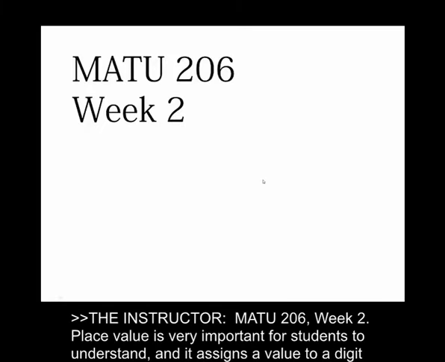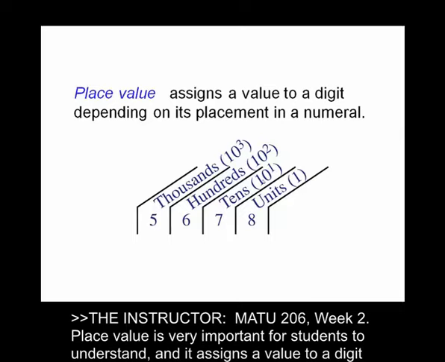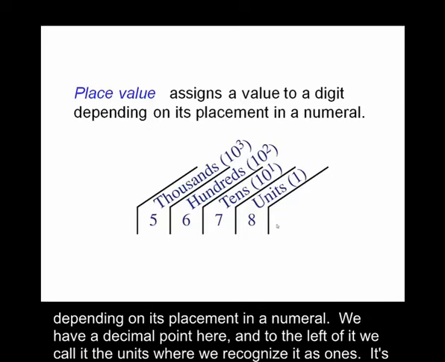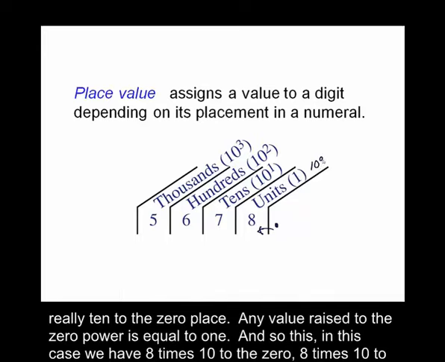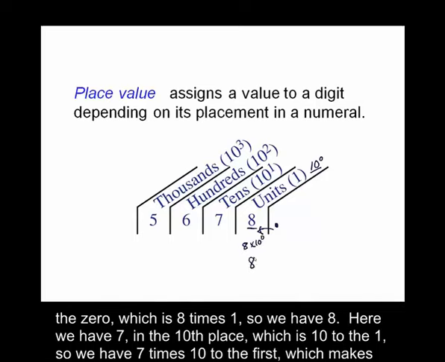MATU 206, Week 2. Place value is very important for students to understand, and it assigns a value to a digit depending on its placement in a numeral. We have a decimal point here, and to the left of it we call it the units, and we recognize it as ones. It's really 10 to the 0 place, and any value raised to the 0 power is equal to 1. So in this case we have 8 times 10 to the 0, which is 8 times 1, so we have 8.